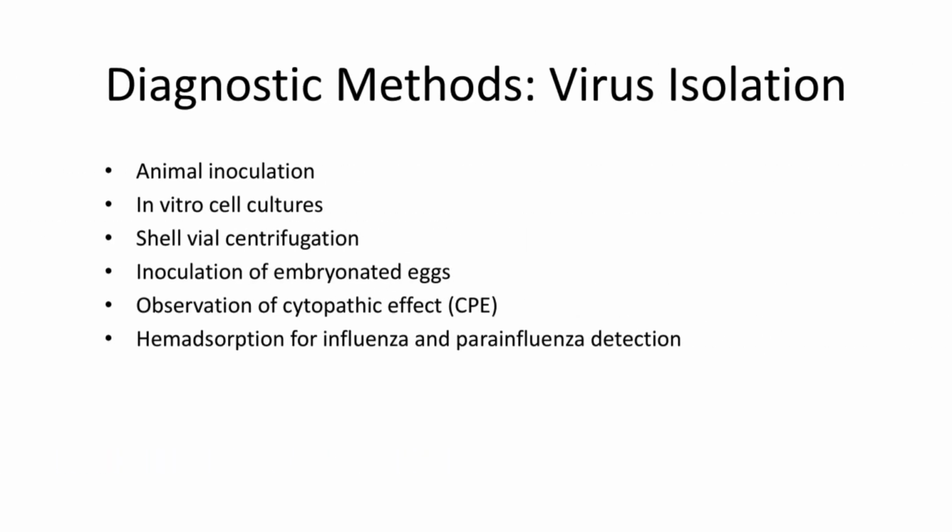Virus isolation can be achieved through animal inoculation or in vitro cell culture systems. Specialized techniques include shell vial centrifugation, inoculation into embryonated eggs, and observation for cytopathic effects, or CPE. Hemadsorption tests are particularly useful for detecting influenza and parainfluenza viruses.